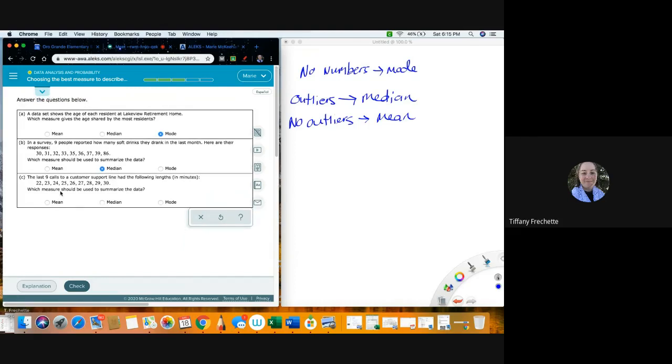The last 9 calls to the customer support line had the following lengths in minutes. So this looks pretty darn consistent. We're going up 1 minute, 1 minute, 1 minute, 1 minute, 1 minute, 1 minute. So every single one of them goes up 1 minute. That's very consistent. That means there are no outliers because there's no big jumps. So no outliers means we are going to use mean.